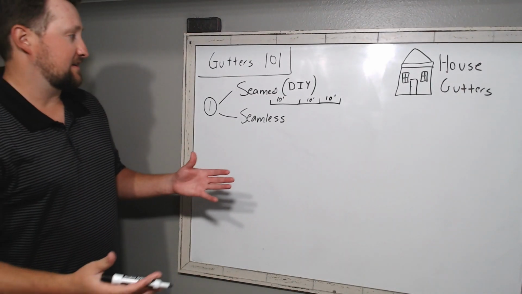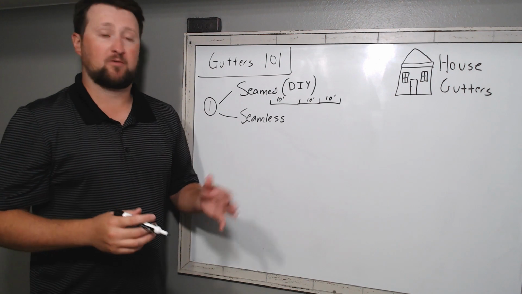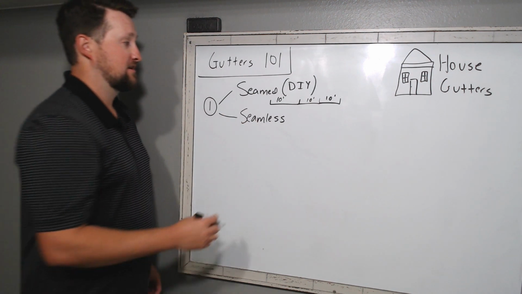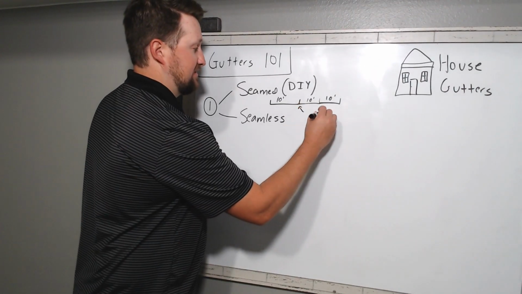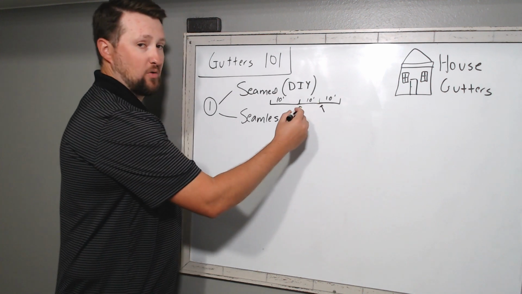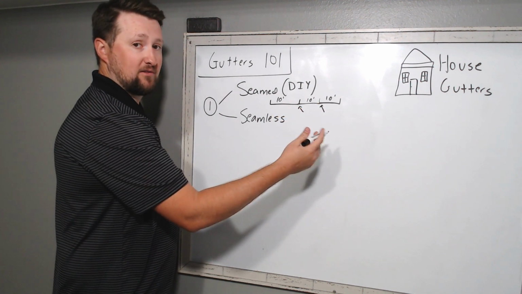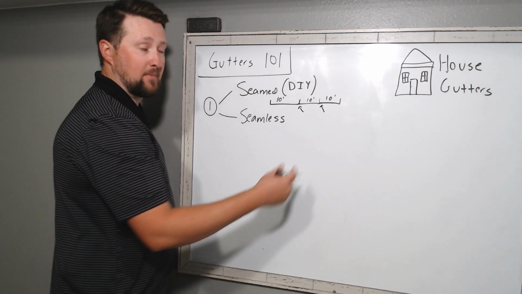So the reason that a lot of people opt for seamless gutters versus seamed gutters is that between every one of these sections, you have these joints where water is likely to leak over a certain period of time.